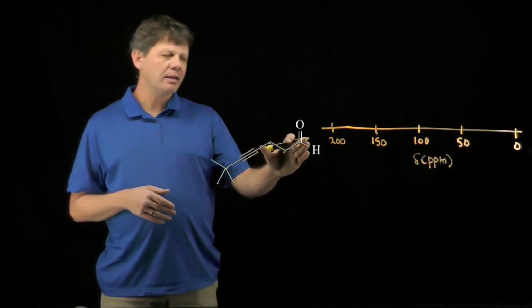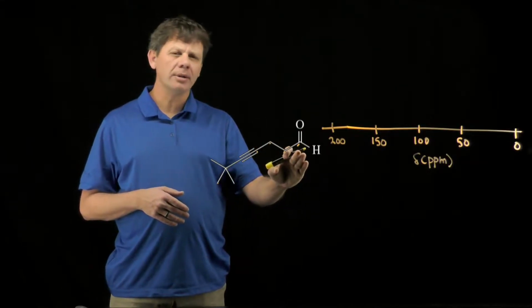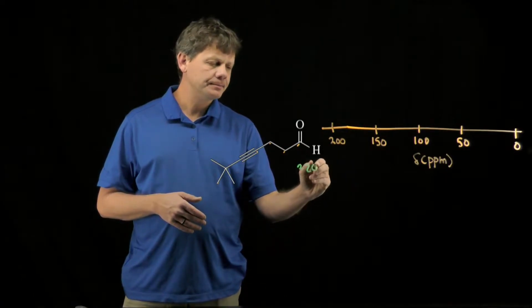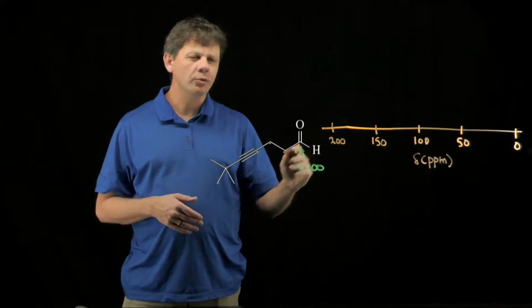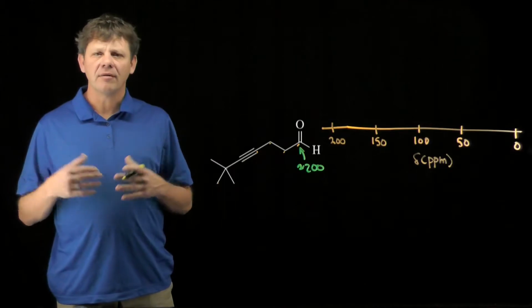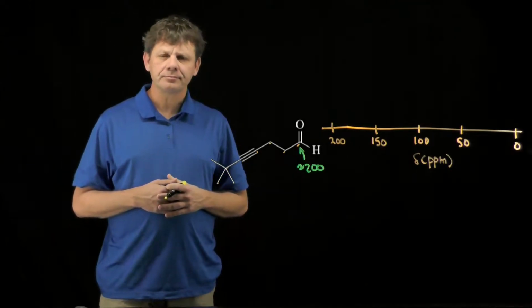Let's start by looking at the carbonyl carbon, so the carbon of the aldehyde. This is usually going to show up around 200, so approximately 200. That's going to be the range for the carbon-oxygen double bond, specifically of aldehydes and ketones.